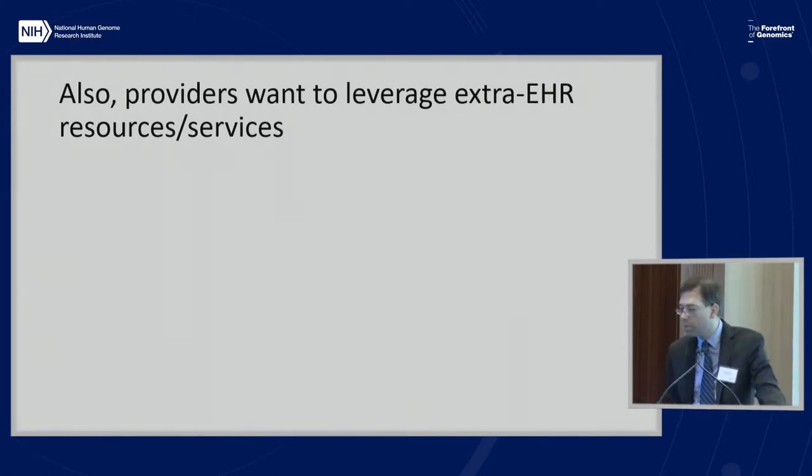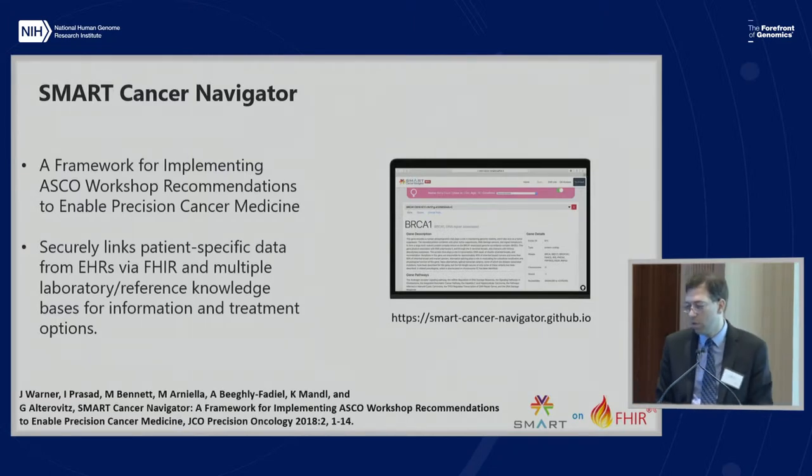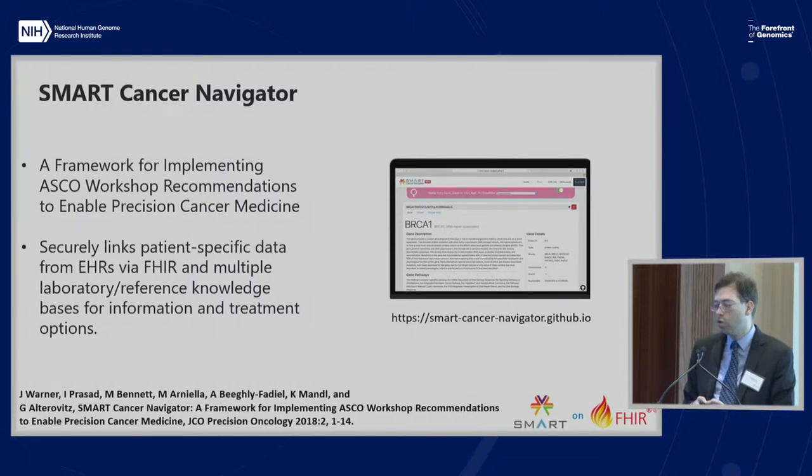The other thing is that providers, as we had discussion yesterday between providers, what do they know, what they need to learn. Providers want to leverage what I call extra EHR resources and services, things outside the traditional EHR. So we did something called SMART Cancer Navigator. It's a framework for implementing ASCO workshop recommendations to enable precision cancer medicine. This app brings information from the EHR and allows you to look up relevant genetic information for that patient, and the doctor is able to do that and then share information with the patient.